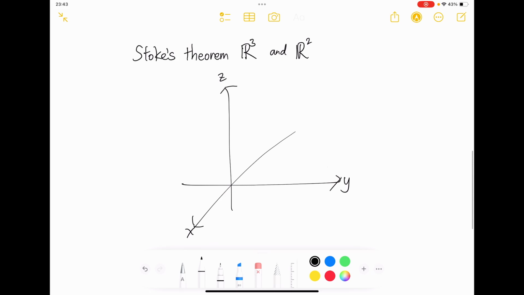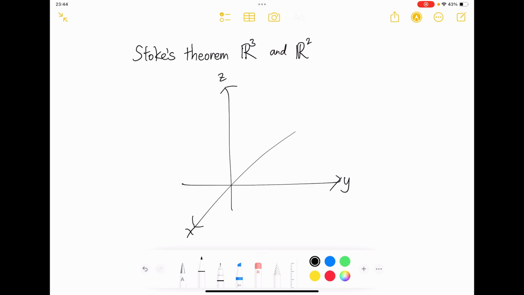Anyways, we're going to take a look at Stokes' theorem first in R3, and then we're going to transport it into R2, which becomes Green's theorem, but I also want to talk about where that comes from. So anyways, if you don't know what Stokes' theorem is, just skip this. Or if you want to learn about it, you can learn from here, but there's probably better videos.